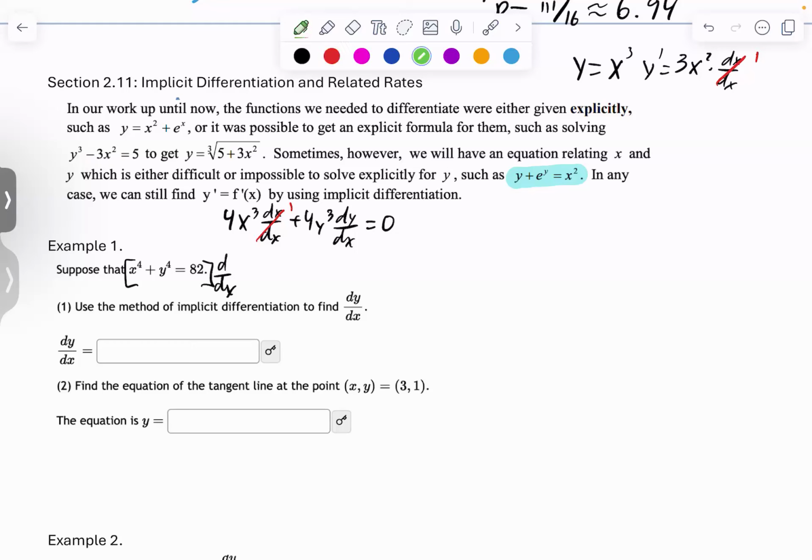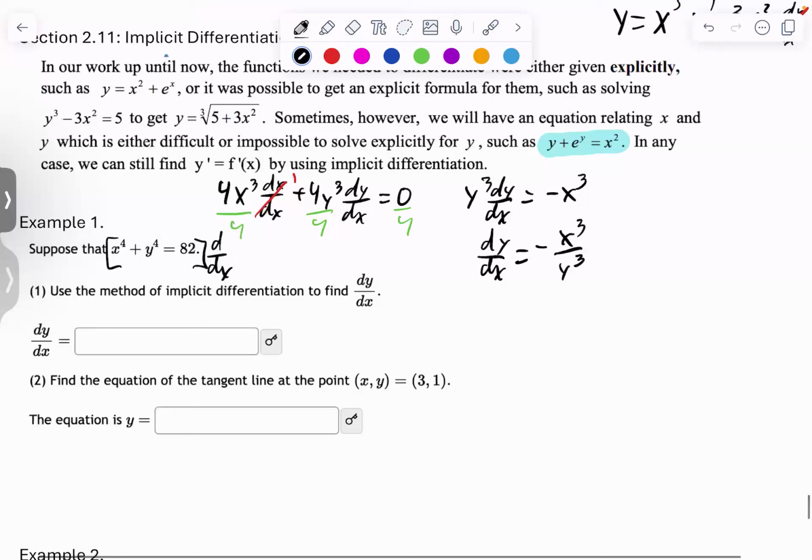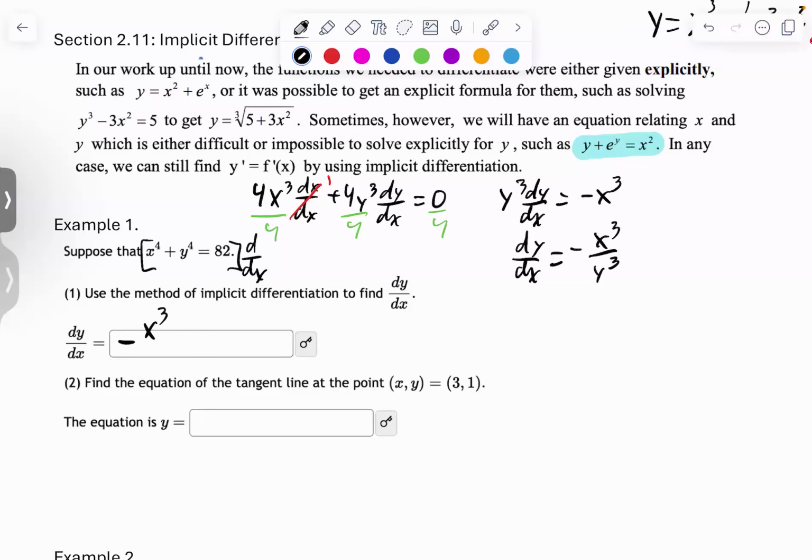I'm going to note that I can divide a 4 out all the way across. And if I subtract that x to the third, I'm going to get y to the third dy over dx equals negative x to the third. So dy over dx is going to equal negative x to the third over y to the third. And that actually is going to be our answer here as far as our implicit differentiation goes. I know it's a little bit weird. It's a little bit different way of looking at things.